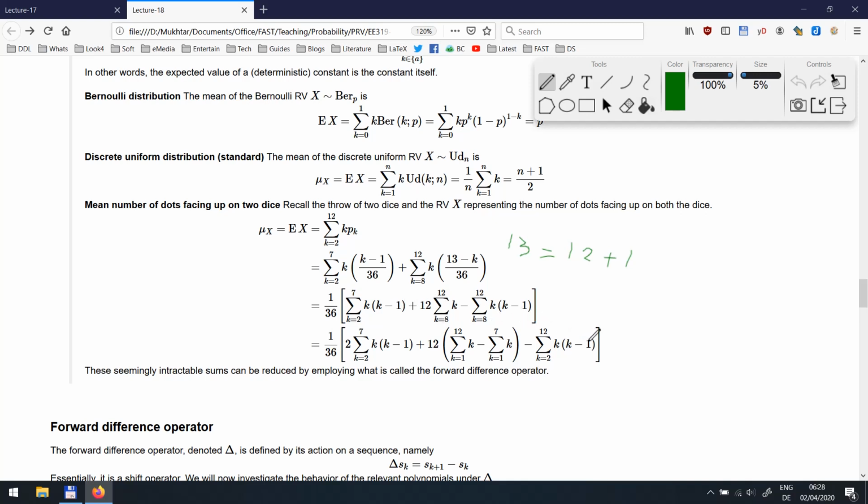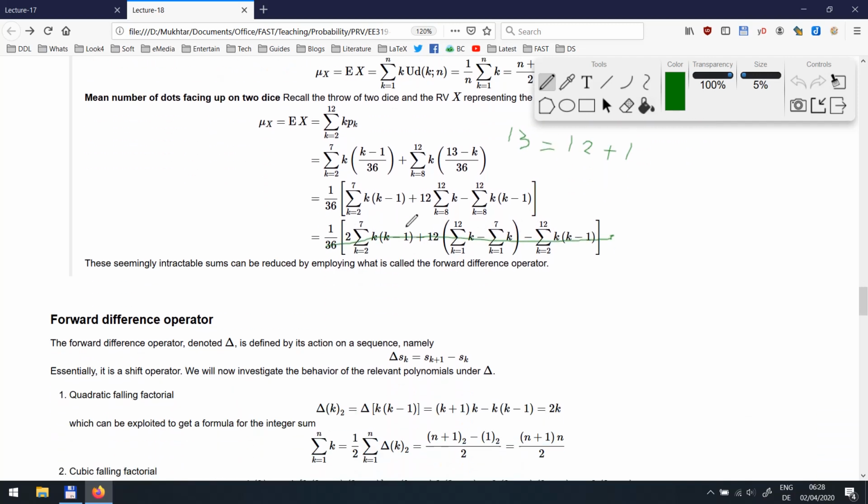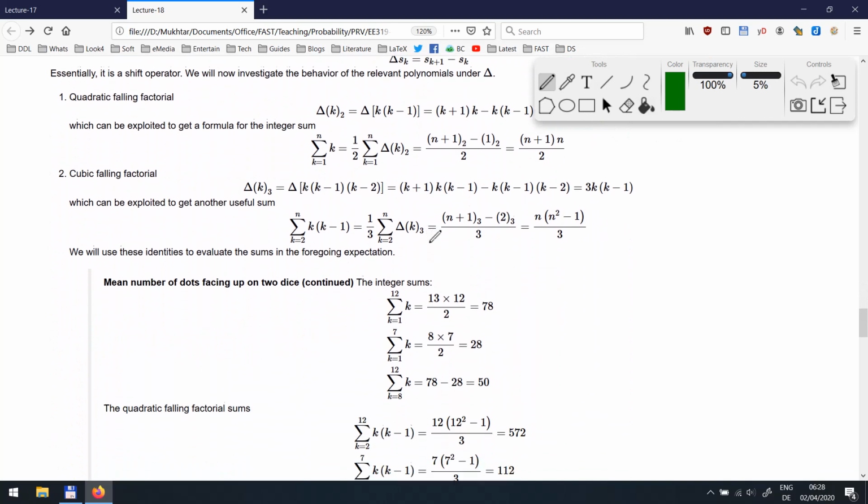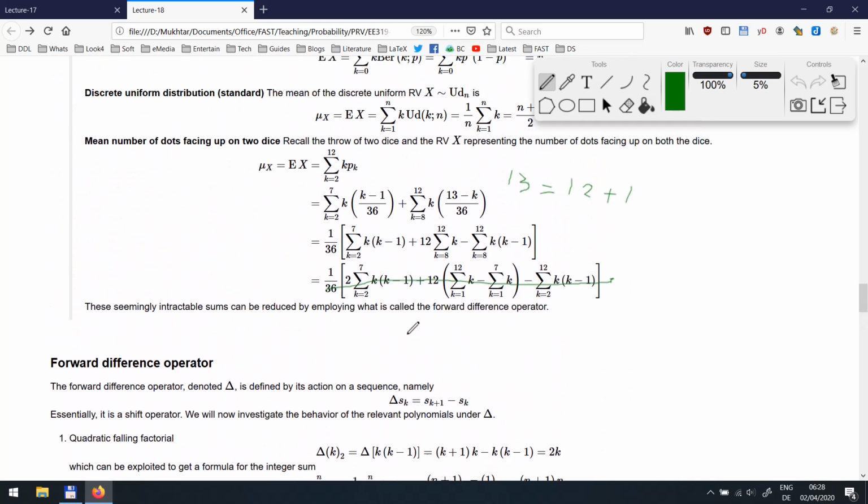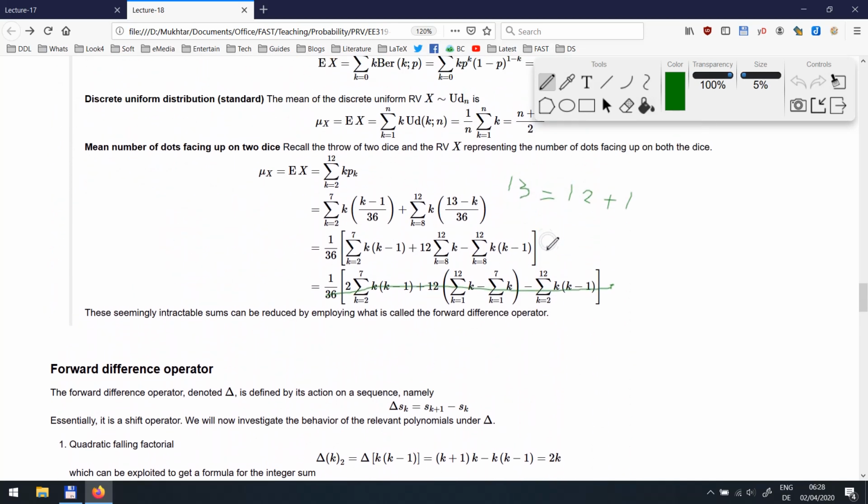Forget about this now, okay? Forget about this. I think I should have simplified this. I think I forgot to remove that. So we can deal with this one.